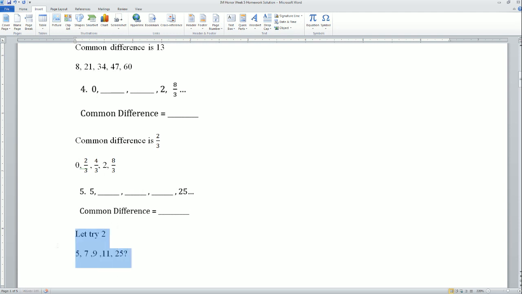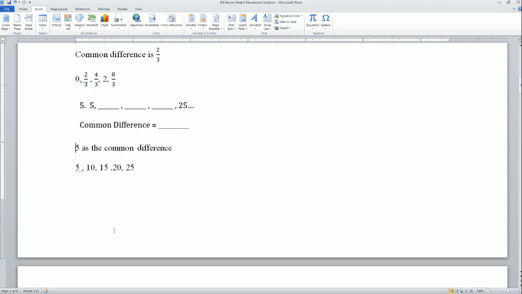That wouldn't work. Let's try 5 as the common difference, because 5 and 25, maybe 5 works. The next one is 5 plus 5, which is 10. Plus 5 is 15. Plus 5 is 20, then finally 25. Perfect. So 5 is the common difference.